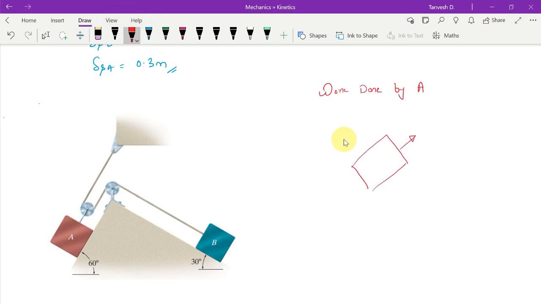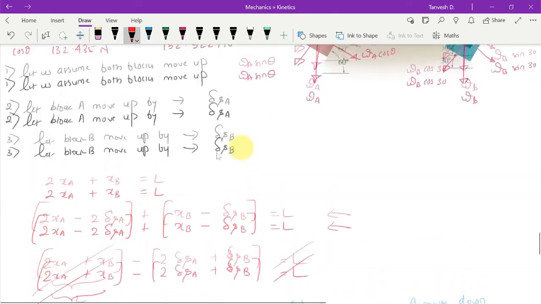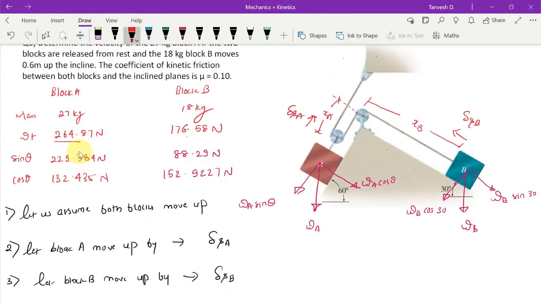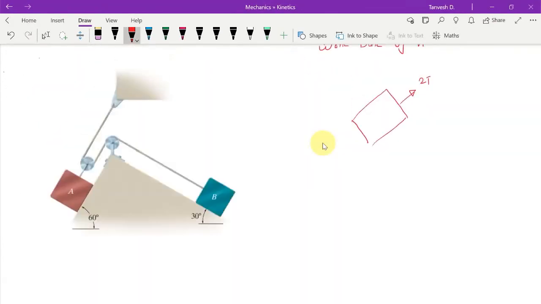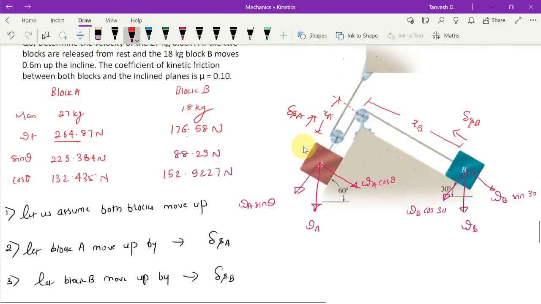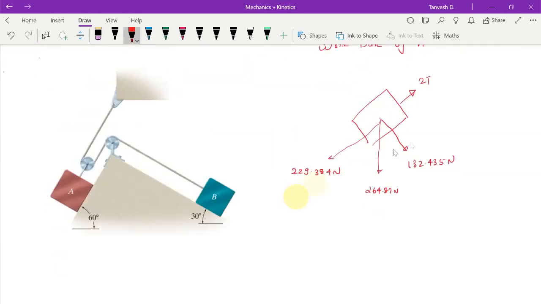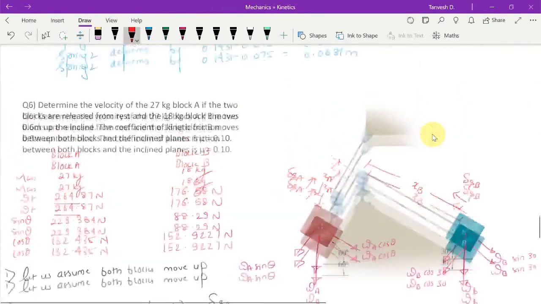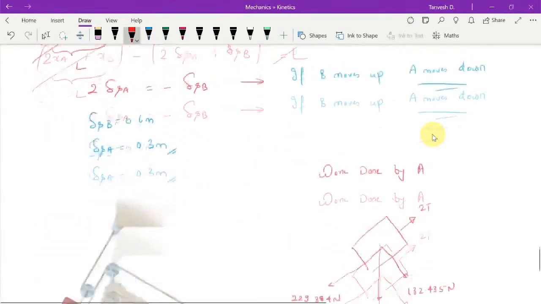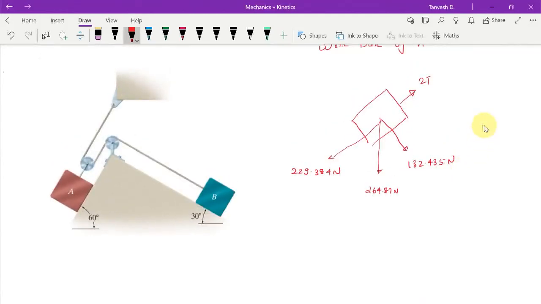Here I have a tension of 2T. The weight which is acting downwards, I have already calculated that, is 264.87 newtons. Its sine component and cos component we have calculated, right? 229.384 and 132.435. Now the friction is also given, it is 0.1, so mu is 0.1. We will also have to consider the normal reaction here.